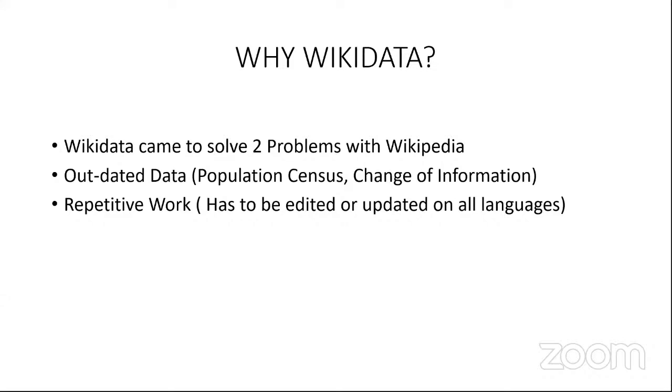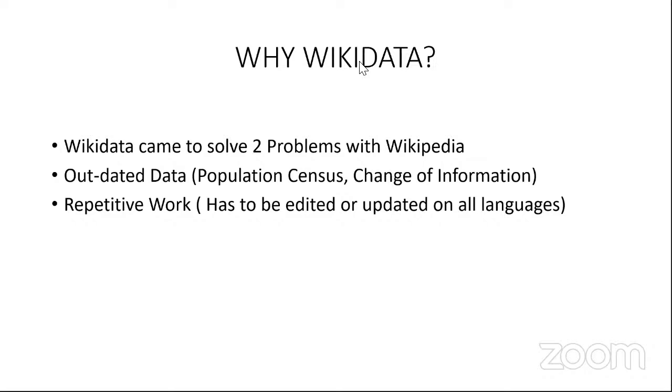And that also shines light on the second problem, that's repetitive work. So if someone changes the information or data on Wikipedia English, a different person has to also change that same thing on a different language. So it's the same work, it's the same thing, but we end up doing double work. We end up having to go on to the different languages and change them.